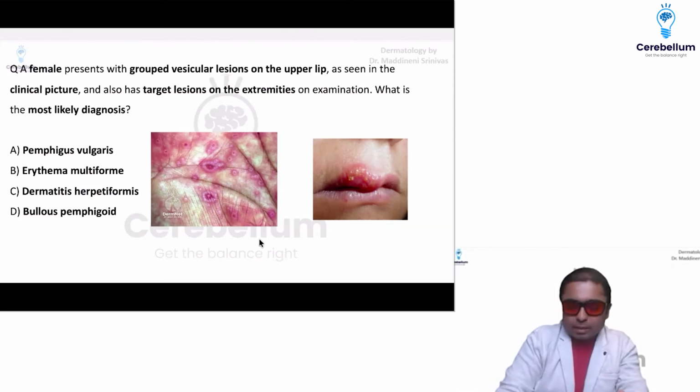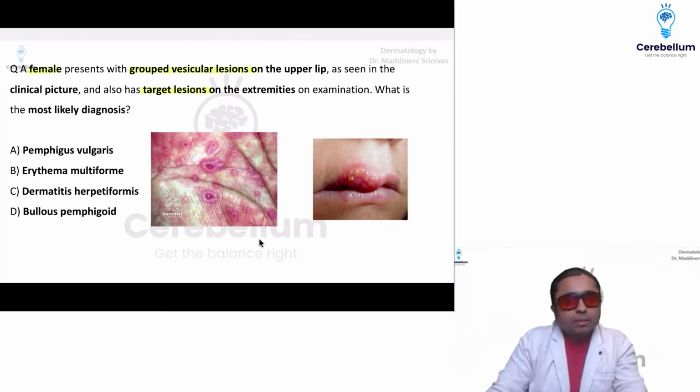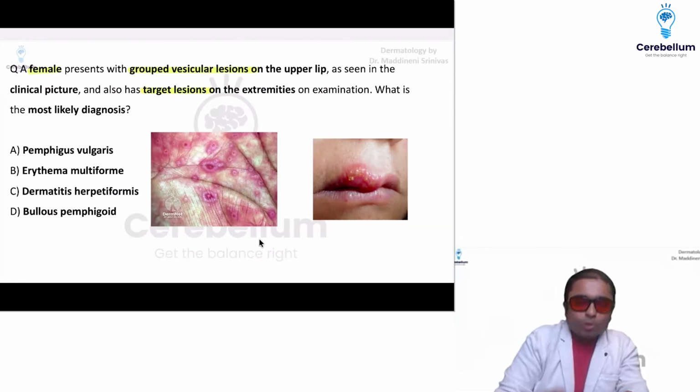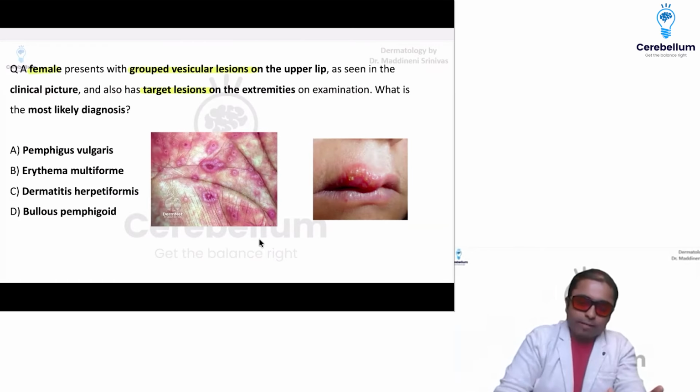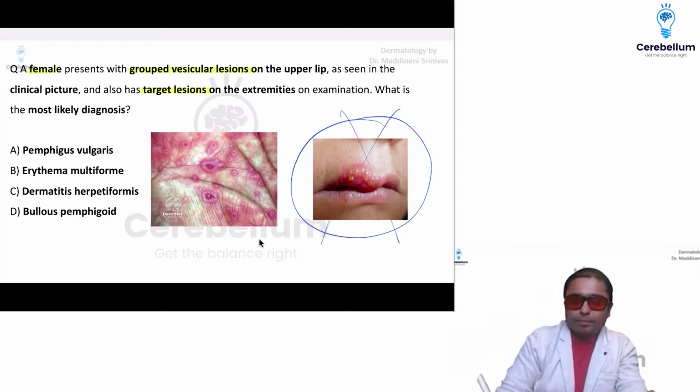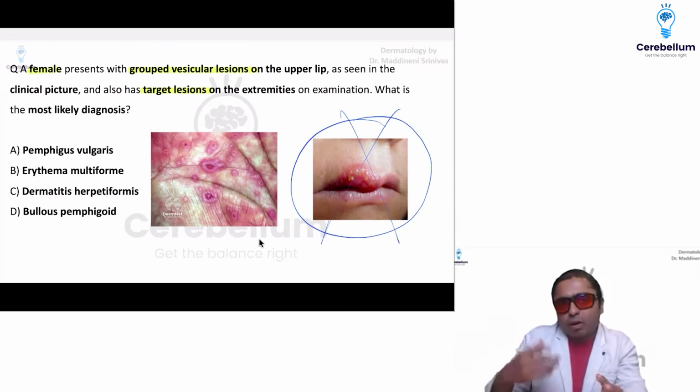I'm watching it. So was this question there? A female is presenting with grouped vesicular lesions over the upper lip, and there were target lesions present on the extremities. What is the most likely diagnosis? I hope it is there. And yeah, the lip photo was not given. Okay, fine. Rest, I think this target lesion picture was there, or was it mentioned in the question?